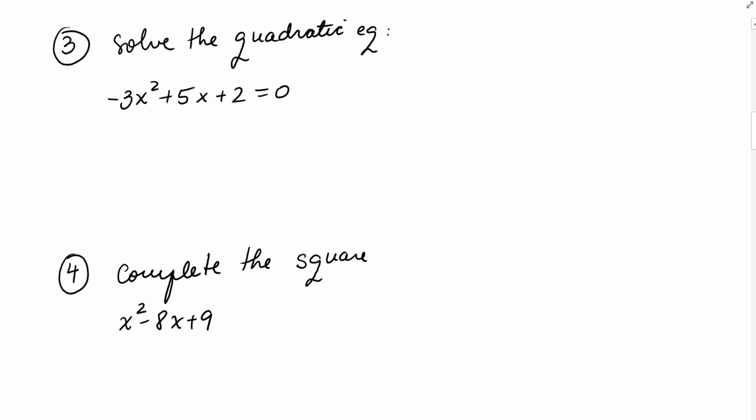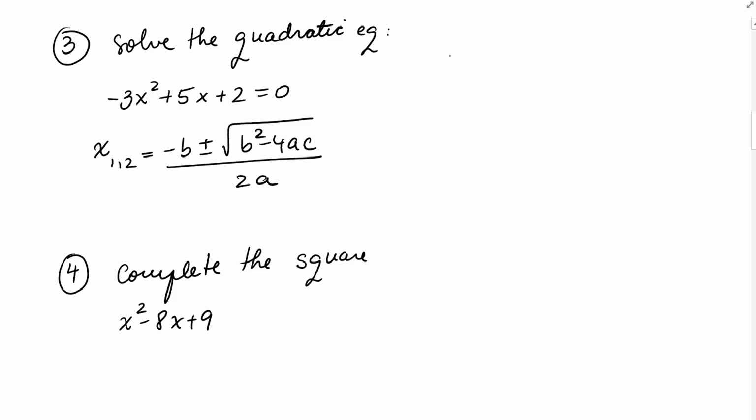Now let's take a look at the third type of topics that show up in calculus classes. Solve the quadratic equation. One way to do it is to factor it, like we did before, but the way that works all the time is to use the quadratic formula, which is x1,2 = -b plus minus the square root of b squared minus 4ac, everything over 2a, where a is the number in front of x squared, b is the number in front of x, and c is the constant.